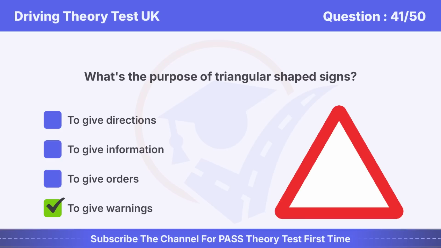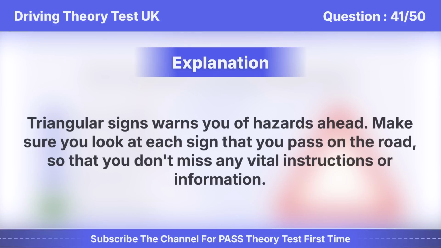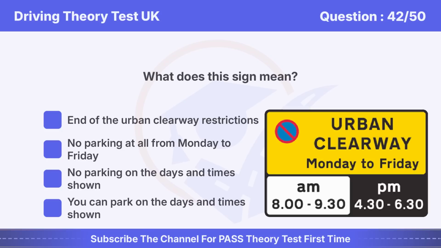Answer is D, to give warnings. Triangular signs warn you of hazards ahead. Make sure you look at each sign that you pass on the road so that you don't miss any vital instructions or information. Question 42.